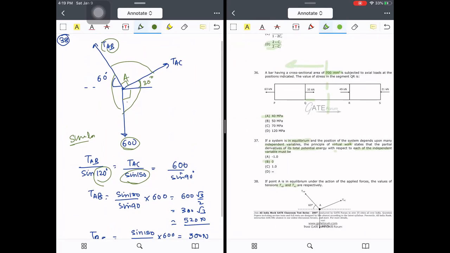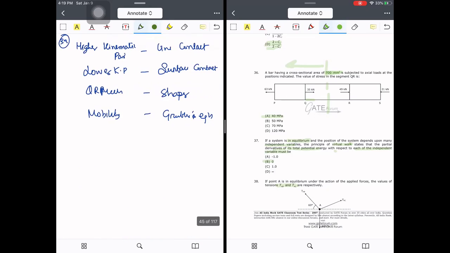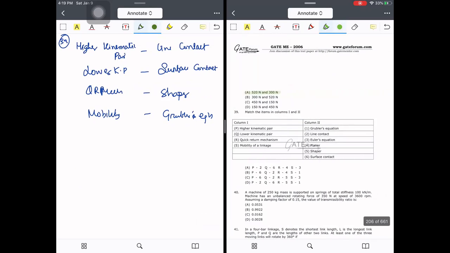It was simply simple. Otherwise, if you don't know the sine formula, you make the horizontal component and vertical component, equate them, and you will get it. That means TAC cos 30 degree is equal to TAB cos 60 degree. Then TAC sine 30 degree plus TAB sine 60 degree is equal to 600. If you solve those two equations, you will get the corresponding values of TAB and TAC.